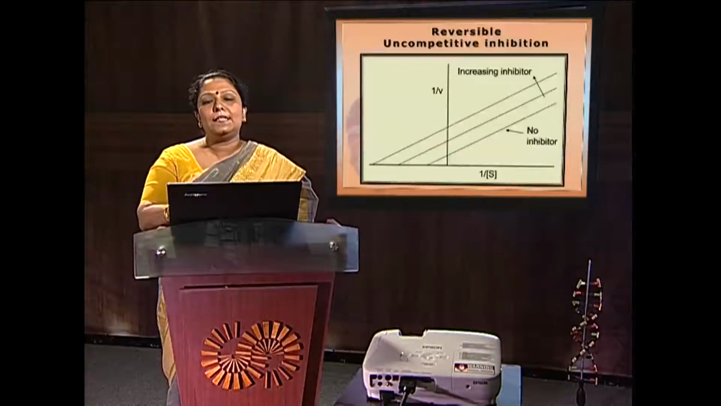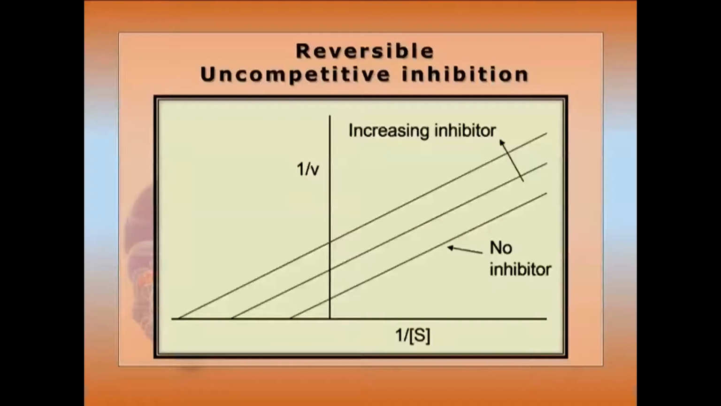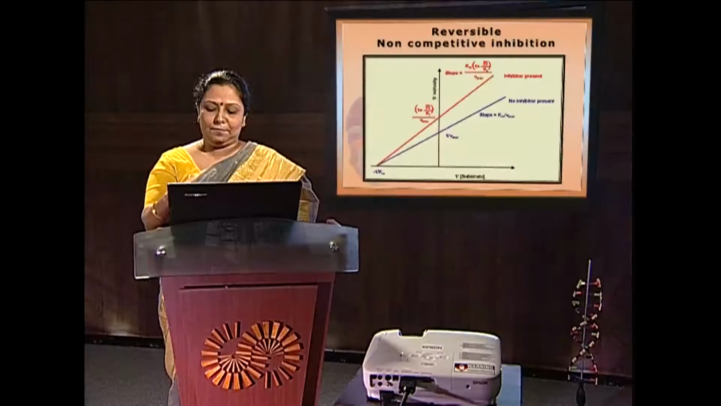Uncompetitive inhibition. Here the inhibitor is bound to the enzyme-substrate complex. That may be possible with different drugs also. In this case it lowers the Km, but Vmax is also reduced. So the graph tells us about the uncompetitive inhibition.